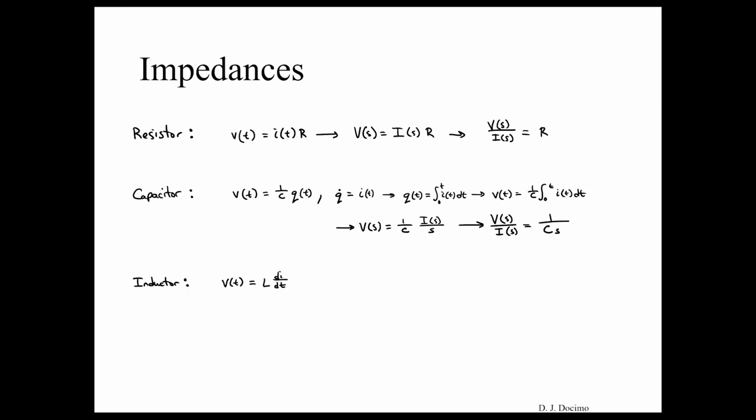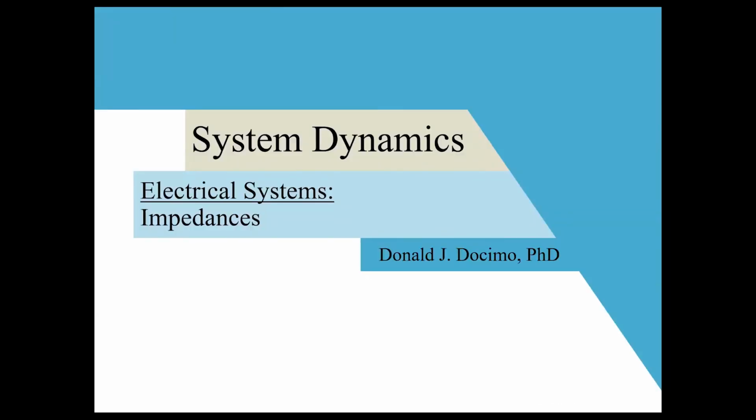Now for an inductor, our voltage is equal to our inductance times the rate of change of current over time, its derivative with respect to time. So if we take a Laplace transform of this, the Laplace transform of a derivative would just be s. So we have s times I(s) times our L, and if we divide by I(s) here to get our impedance, we end up with our impedance for an inductance or an inductor being LS. And that covers the basics of impedances.